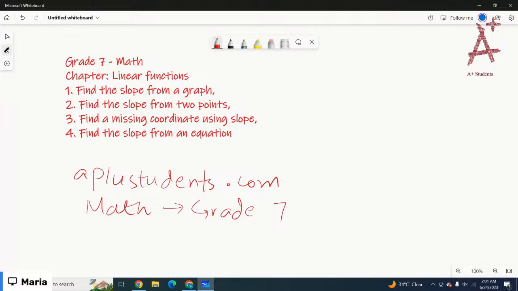We're going to start with the chapter linear function, and the lessons we're going to cover today are find the slope from a graph, find the slope from 2 points, find a missing coordinate using slope, and find the slope from an equation. So let's start with the first lesson.